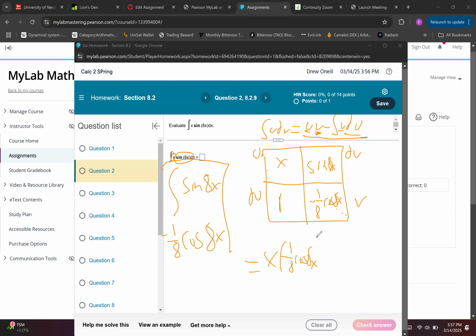And then this part's done. And then we have to integrate that, and we would get, so let's write this, -x/8 cos 8x as this part. And you could try this antiderivative, but you will get -1/64 sine 8x plus a constant.